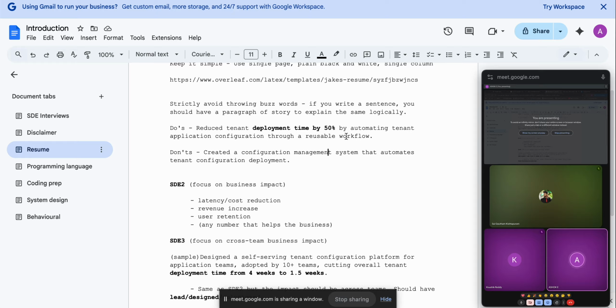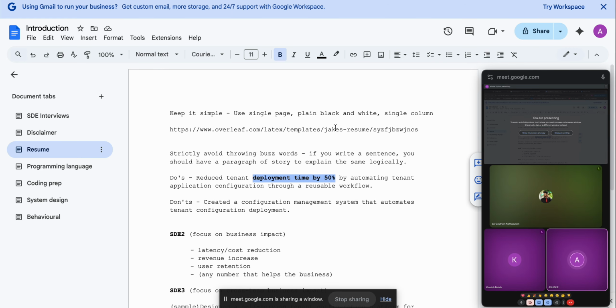Reduced tenant deployment time by 50% by automating tenant application configuration through a reusable workflow. This is how you can write. How you should not write is: created a configuration management system that automates tenant configuration deployment. Because if you say automates, what is the end result to the business?